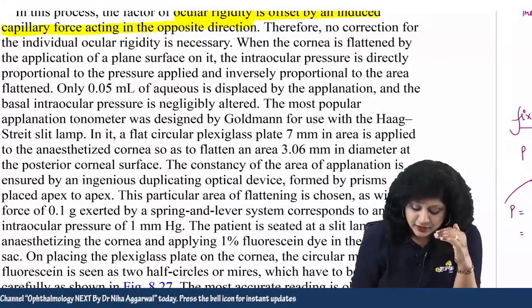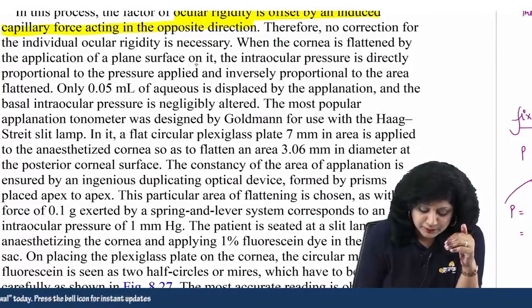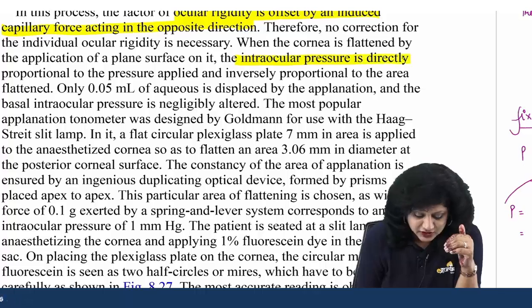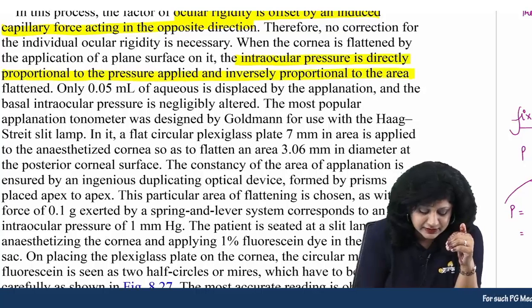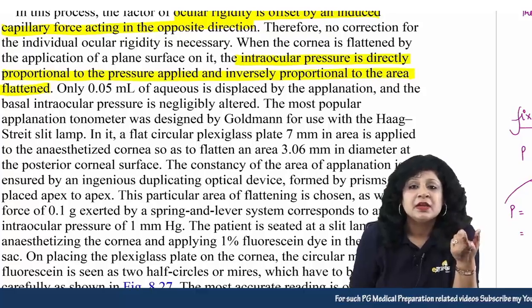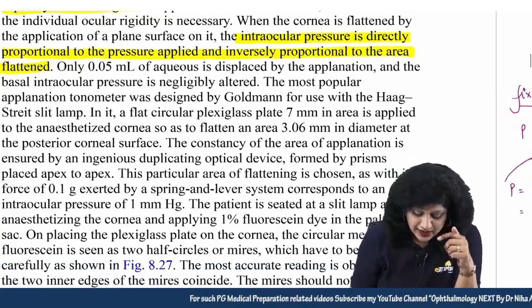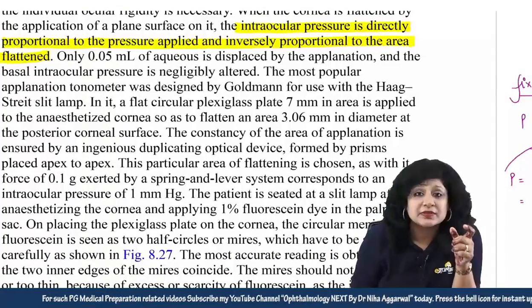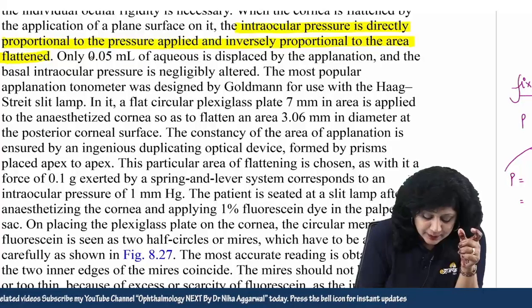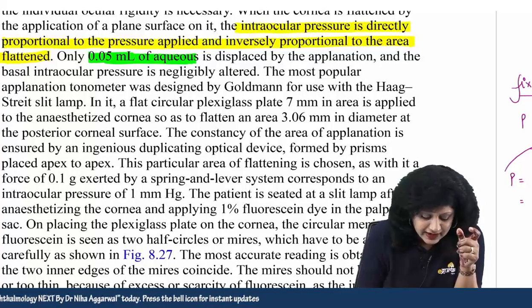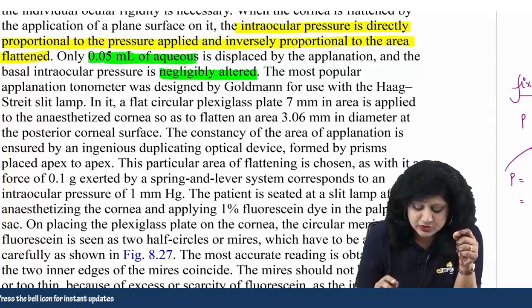So we deliberately induce a capillary force in the opposite direction, therefore no correction is required for ocular rigidity here. Now when the cornea is flattened by the application of a plane surface on it, intraocular pressure is directly proportional to the pressure applied and inversely proportional to the area that is flattened. And how much aqueous is displaced? Only 0.05 ml of aqueous is displaced, and the basal intraocular pressure is negligibly altered.